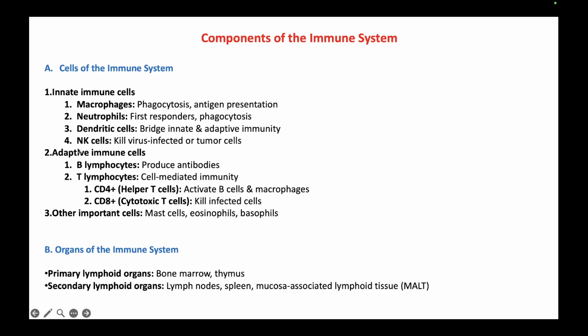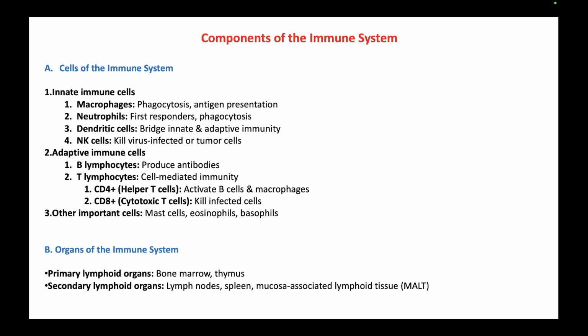In adaptive immunity, you have the B lymphocytes that produce the antibodies, which is humoral immunity, and the T lymphocytes, which provide cell-mediated immunity. They have two types: helper T cells and cytotoxic T cells, and they have a particular marker. All helper T cells have CD4 on their cell surface, so they are called CD4 positive cells. All the cytotoxic T cells have CD8 specifically present as a marker, so these are also called CD8 positive cells.